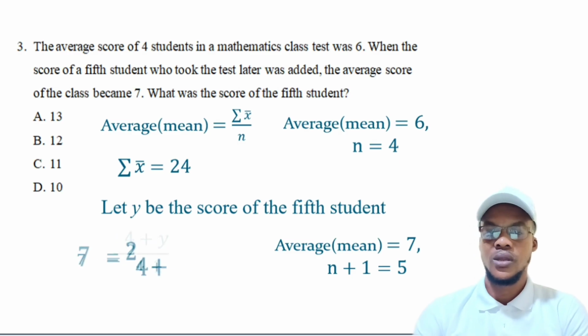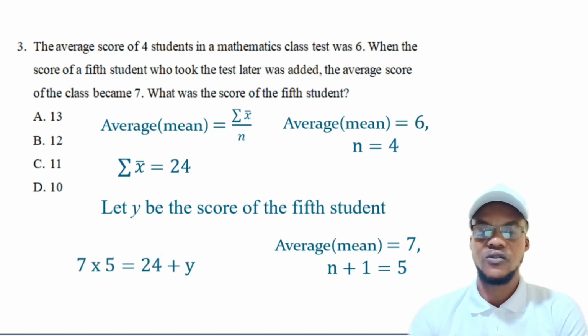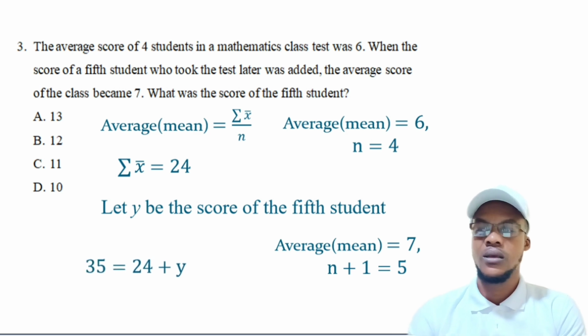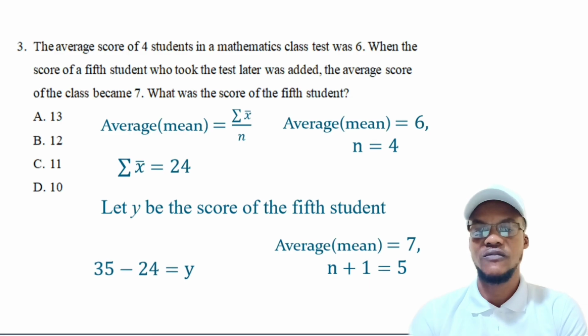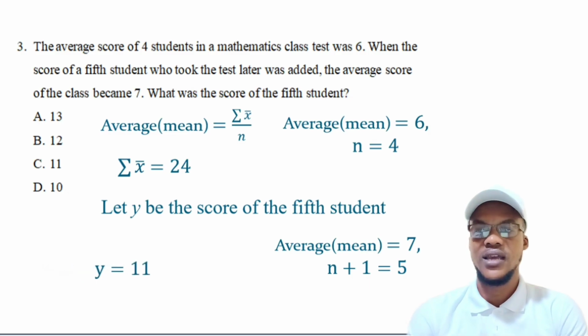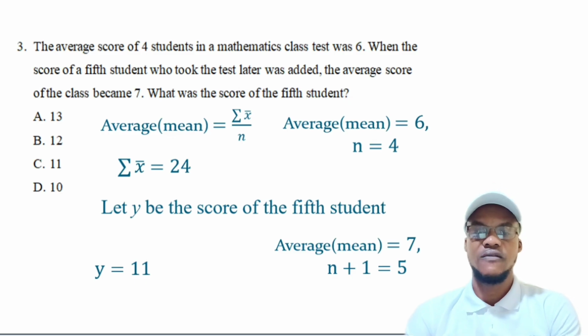So how do we find y? We have to do cross multiplication, and 7 times 5 gives us 35. So we have 35, which is equal to 24 plus y. If we have this, we just group like terms. Grouping like terms means 35 minus 24, which is equal to y. So what will be the answer for y? Then y is going to be 11. Okay, so we have 11 as our answer.